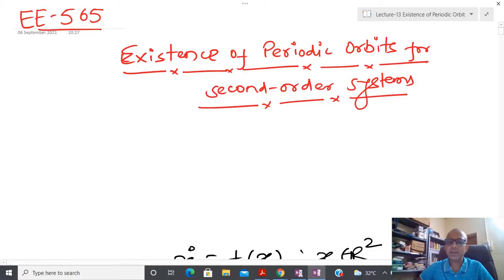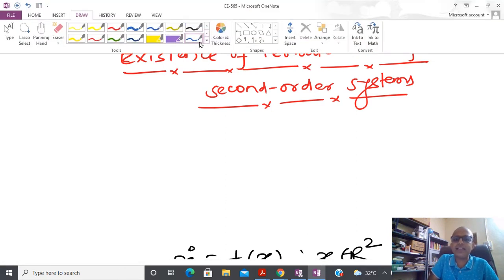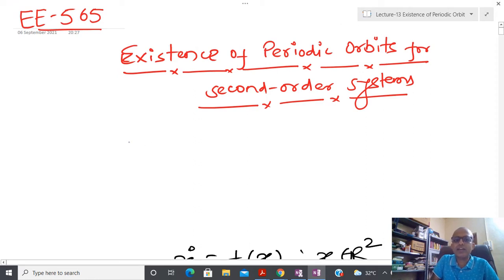Welcome back. In the previous class, we have seen how to construct a linear oscillator as well as a non-linear oscillator. For the linear oscillator, we took a very simple LC circuit and constructed the linear oscillator, which is also called a harmonic oscillator.